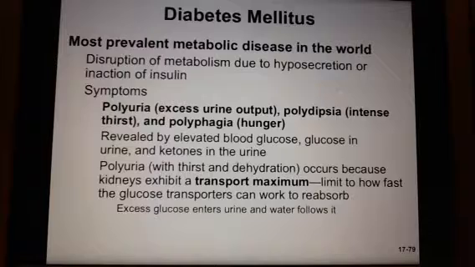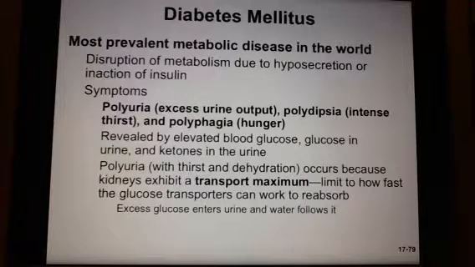And then the last two we're going to talk about are the two types of diabetes. So diabetes is the most common, most prevalent metabolic disease, and it does disrupt your metabolism due to hyposecretion or the inaction of insulin. Those are the two types. So symptoms of someone that's diabetic: excessive urine output, intense thirst, and hunger. And that is revealed by an elevated glucose level, glucose in the urine, or ketones in the urine. We can test for all of those things.